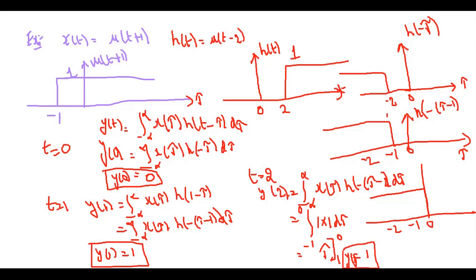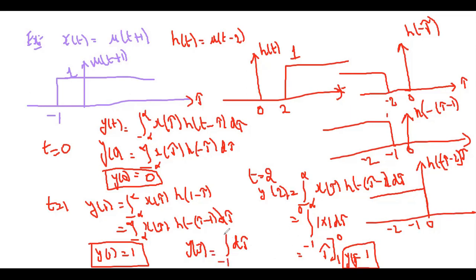Y of 2 is also 1. Similarly, you can shift towards the right side of h of minus tau minus 2 we got here. Tau minus 3 means t is equal to 3. Y of 3 is equal to integral d tau. So both the magnitudes are 1 only, but it starts from -1 and the value is now 1.